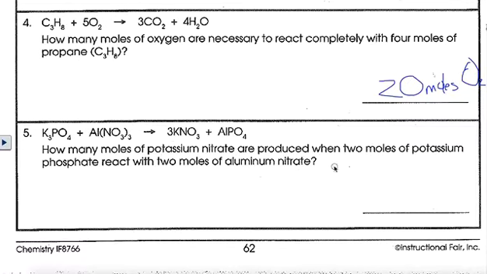And then potassium nitrate, when 2 moles of potassium phosphate react with 2 moles of aluminum nitrate. Here's the cool thing about this one: you could have used either one. You have potassium phosphate, potassium nitrate is the one you're looking for, and then you have aluminum nitrate. You could actually have used either of these to get the answer. It works either way. So we'll look at potassium phosphate as this, and potassium nitrate is this. If this is 3 and this is 1, and you double this, you should get 6 KNO3.